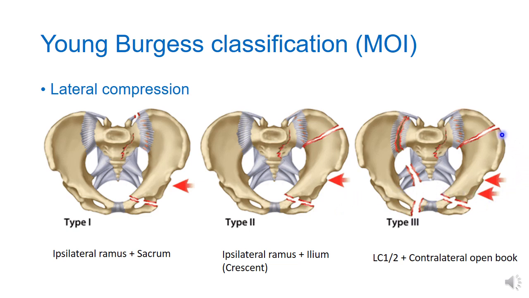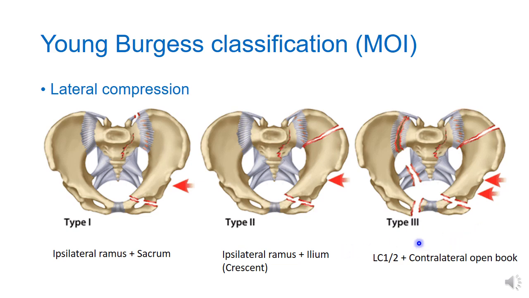So here you have either type 1, which is the sacrum, or type 2, which is the ilium, with the same pubic rami, and then after continuing the injury, we have an opening book of the other side of the pelvis. So it's called rollover injury. And also it's called a wind-swept pelvis.